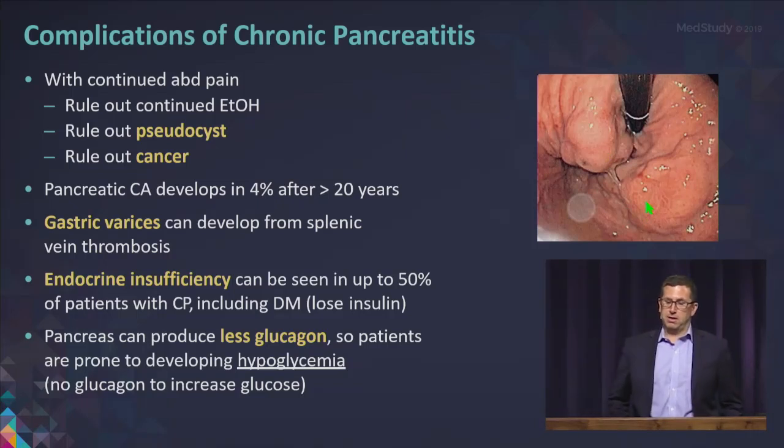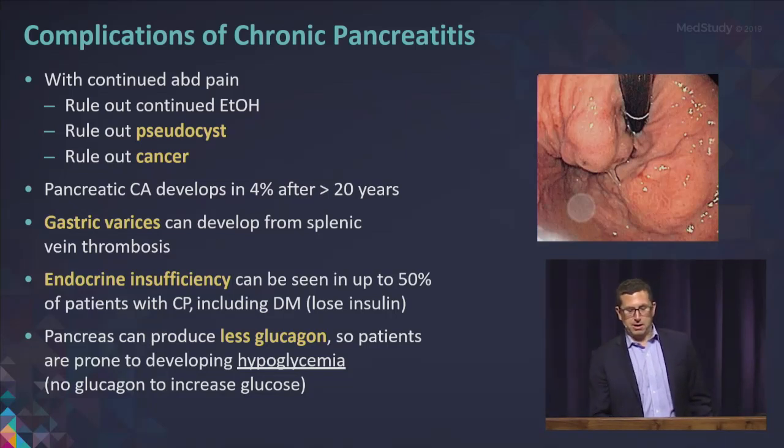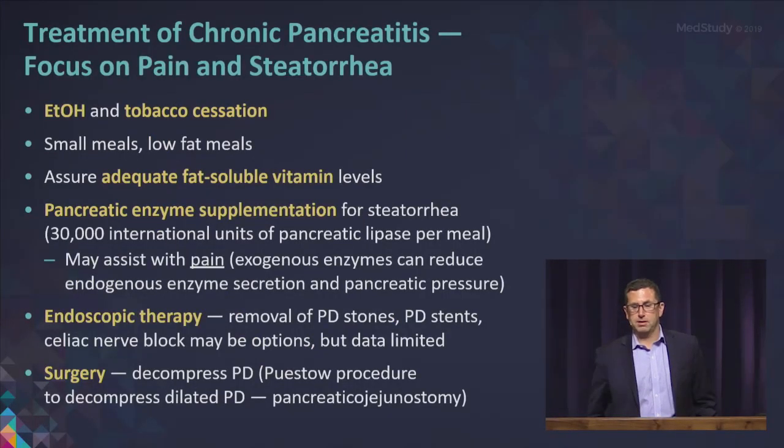You could get endocrine insufficiency, and patients could present with diabetes. And the pancreas could also produce less glucagon, so the patients could actually develop hypoglycemia because there's no glucagon to increase glucose. So that's another hormonal downstream effect of chronic pancreatitis.